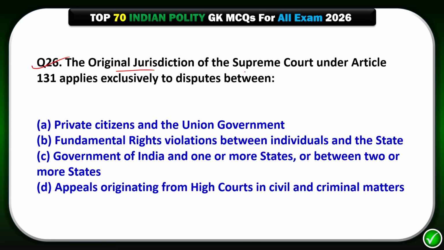26. The original jurisdiction of the Supreme Court under Article 131 applies exclusively to disputes between? Option number C. Government of India and one or more states or between two or more states.